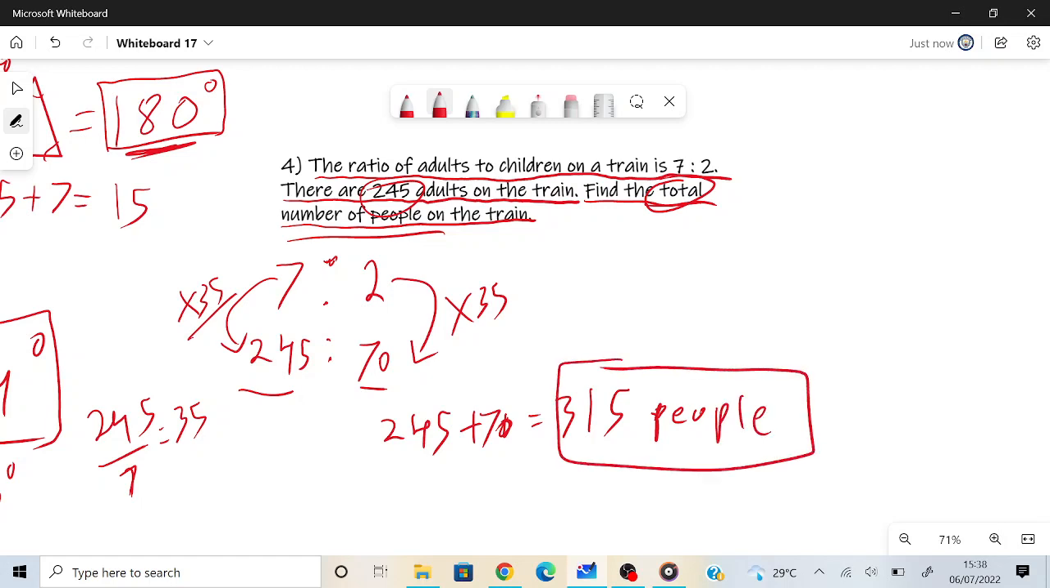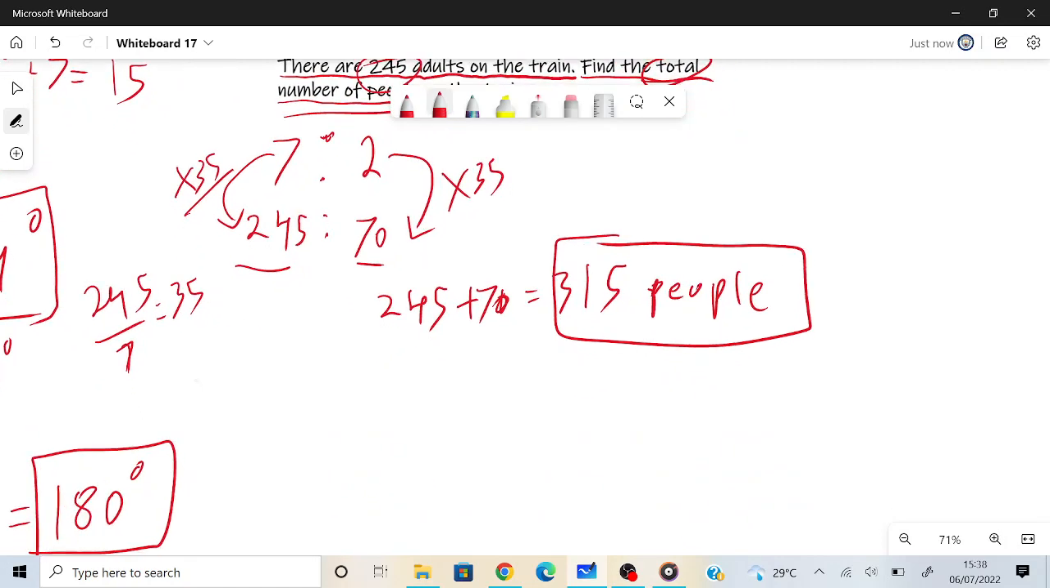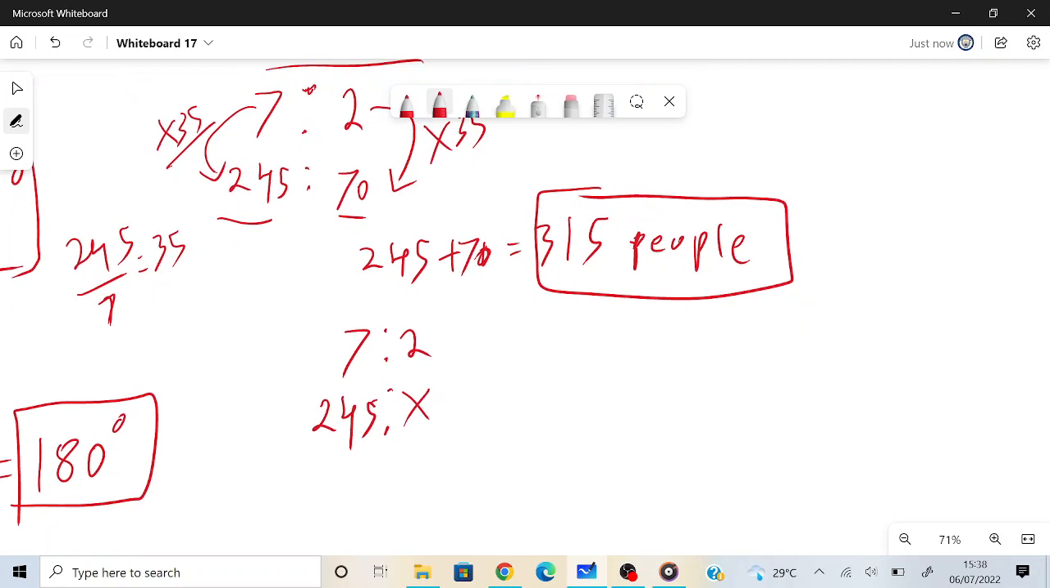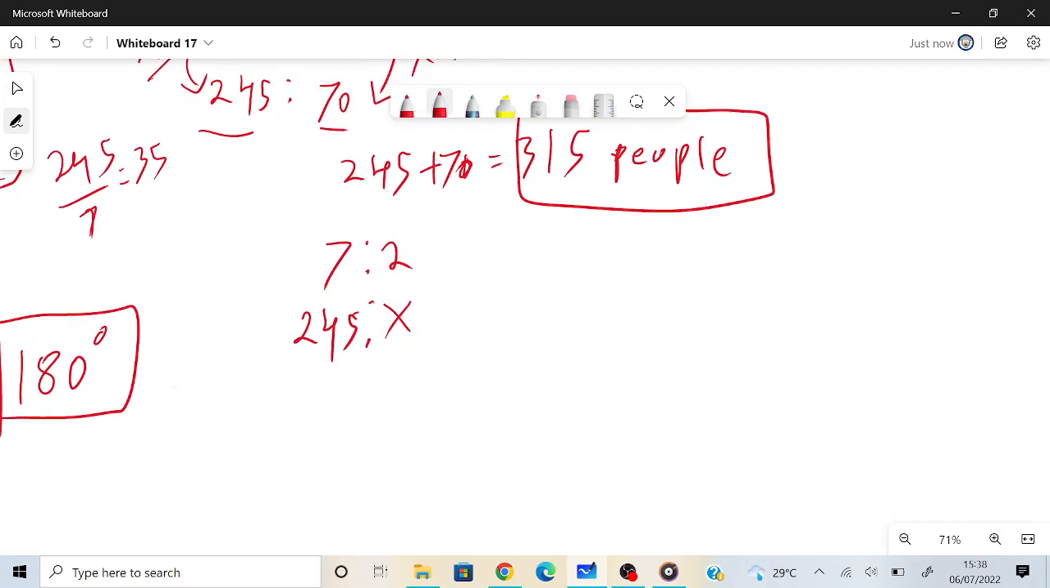Now, the other way to do this question is in a similar sort of way. So again, we would write the ratio. We have 7 to 2. We have 245 as the adults on the left hand, and then X, because we don't know the amount of children. Now, if you watched my video on percentages, I used a similar sort of trick to find an increase in percentage, and we'll be using the same thing.